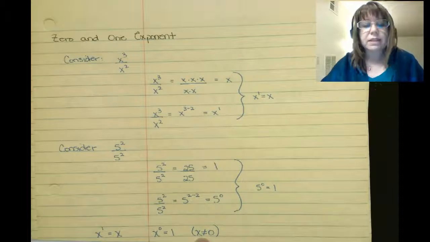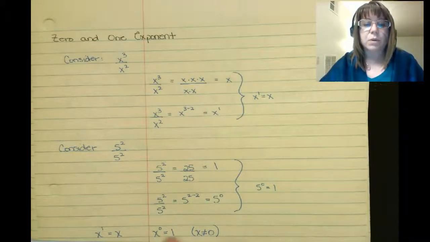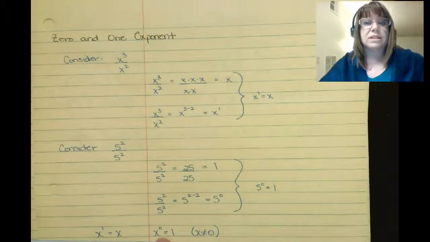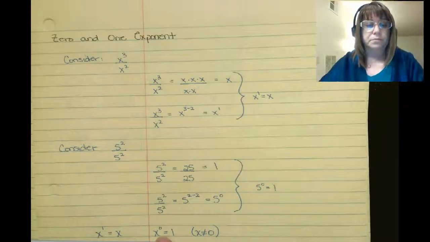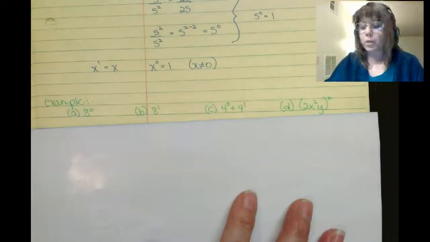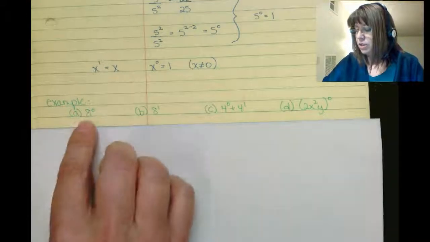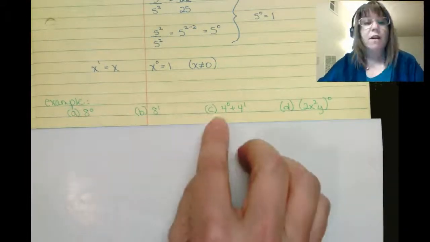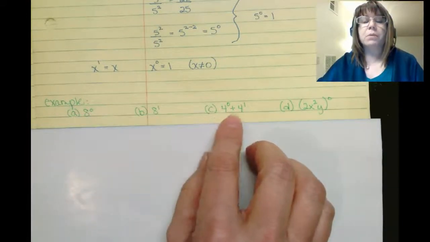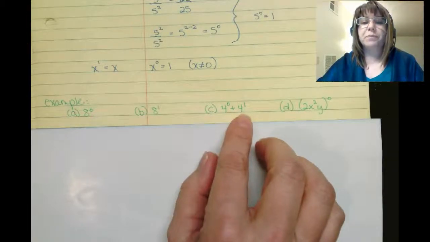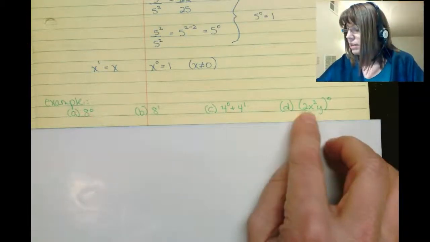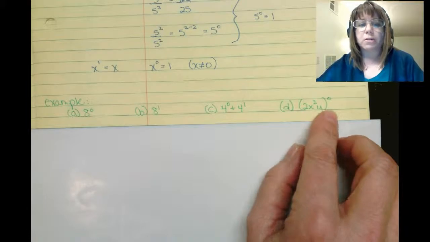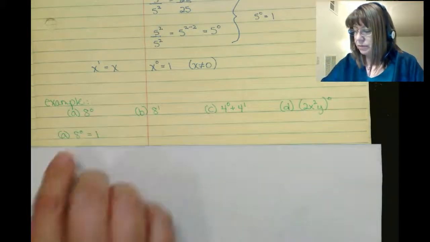As long as x does not equal 0, this property holds true. This definition holds true. Here's some examples we can work with: 8 to the 0th power, 8 to the 1st power, 4 to the 0th power plus 4 to the 1st power, and 2x squared y all to the 0th power. Let's take the first one.